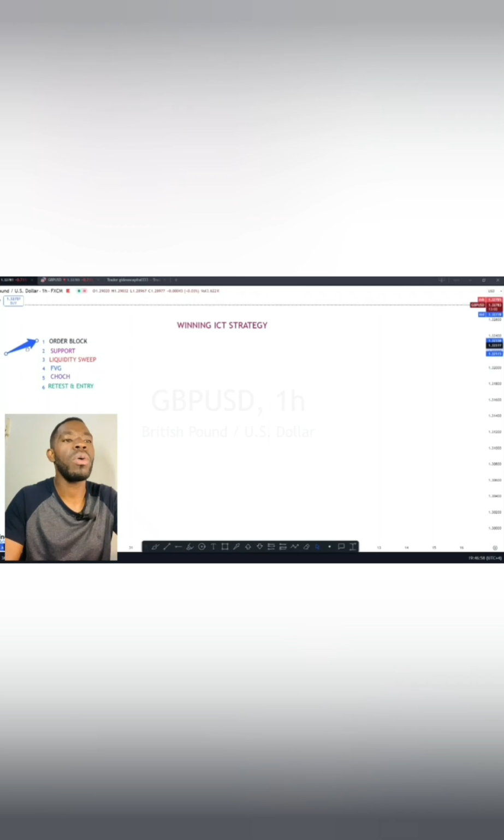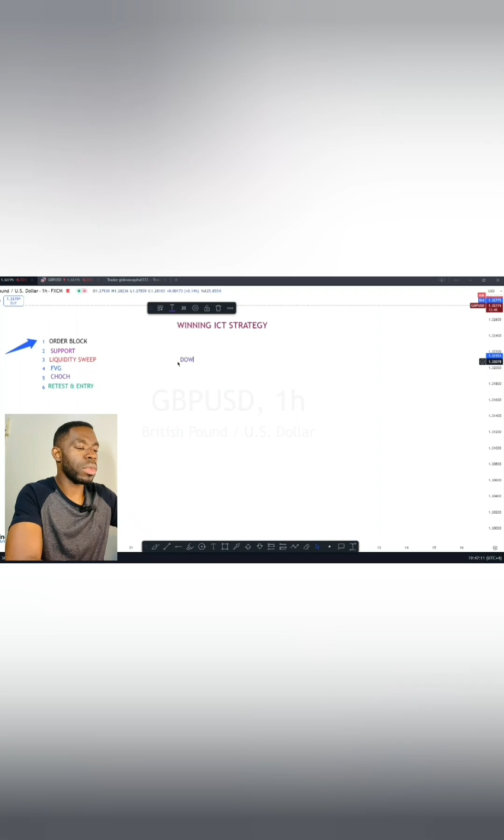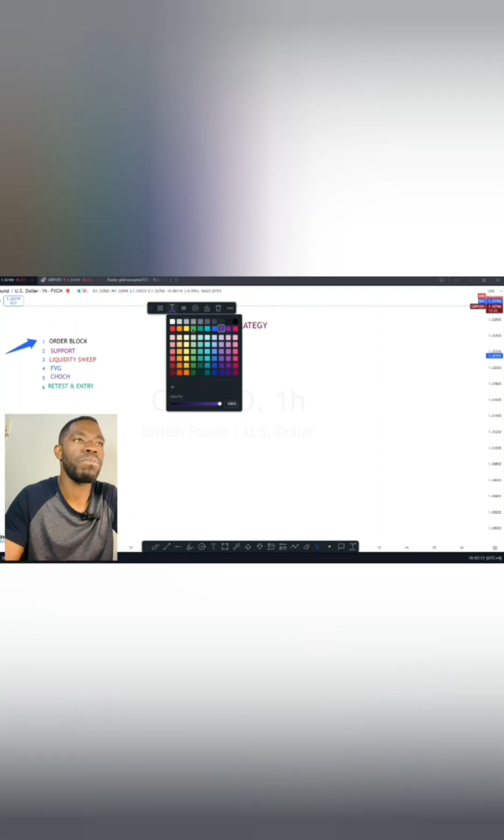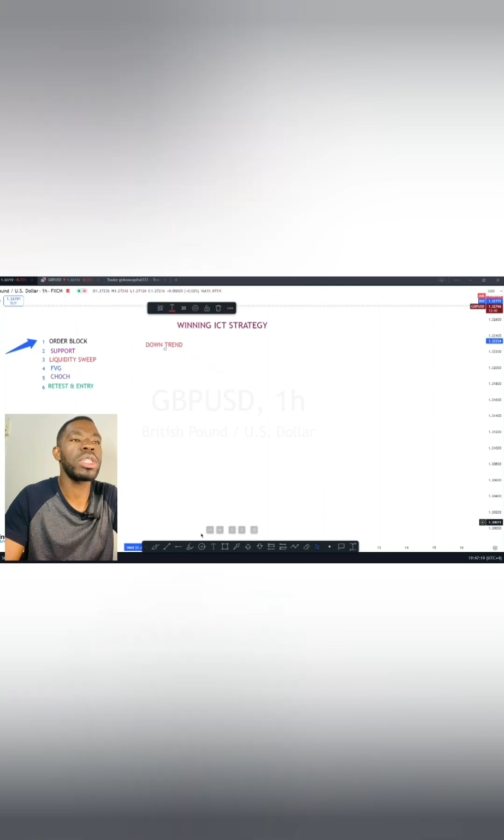All right, so now to identify order block, first of all, the structure we are looking at is a downtrend. Okay, first you have to determine this is a downtrend. I'll color code it red. So for you to know this is a downtrend, you are going to be looking at lower lows, lower highs, lower lows, lower highs. All right, so in a downtrend, that's what you are looking to see.